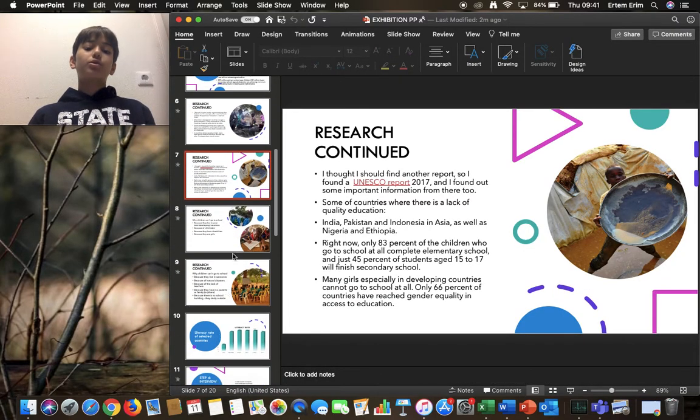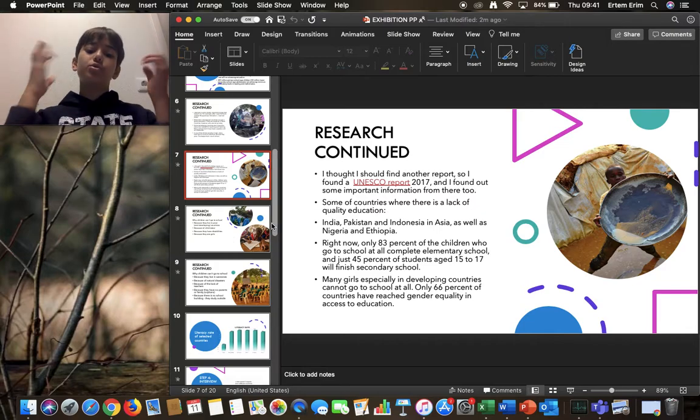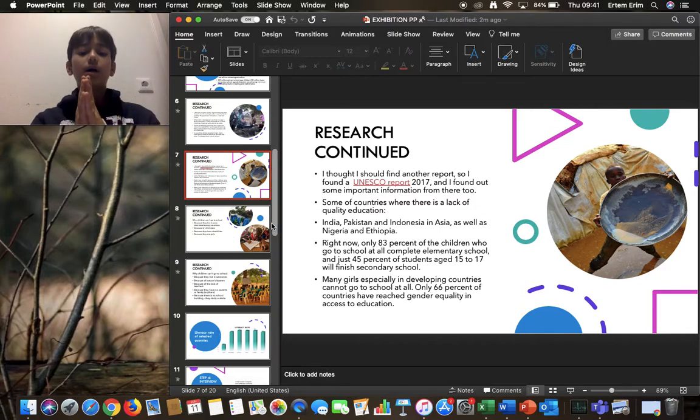So the research continues. I thought I should find another report, so I found the UNESCO report 2017, and I found some important information from there too. Just some of the countries where there's a lack of quality education: India, Pakistan, Indonesia in Asia, as well as Nigeria and Ethiopia. Right now, only 83% of the children who go to school at all complete elementary school, and just 45% of students aged 15 to 17 will finish secondary school. Many girls, especially in developing countries, cannot go to school at all. Only 66% of countries have reached gender equality in access to education.